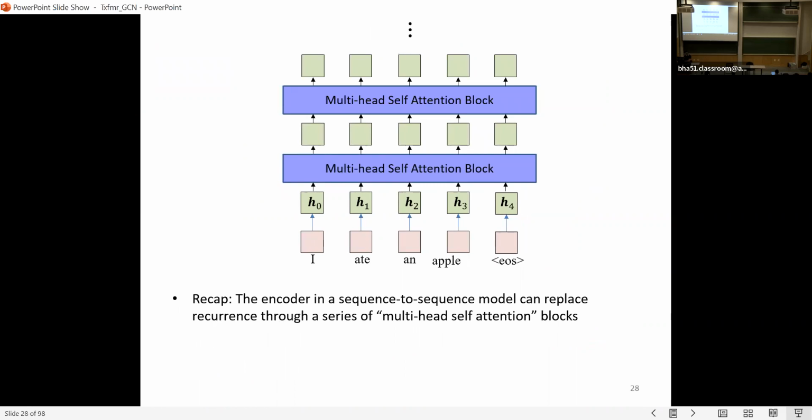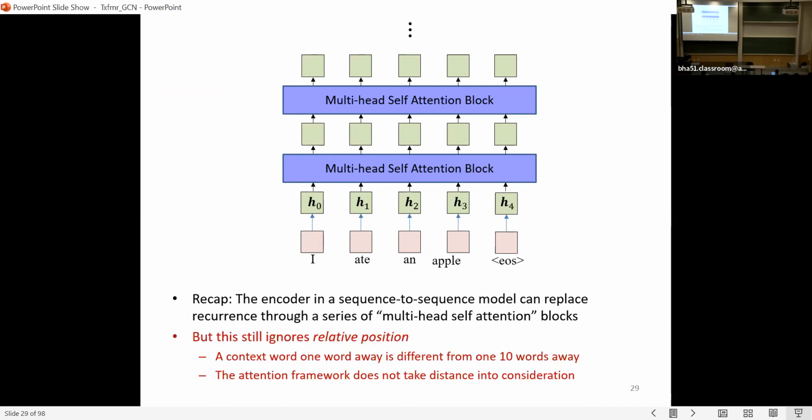And now you have successfully removed recurrence in the encoder with just one caveat, which we are now going back to, which is that you are still ignoring the relative position of the words, which means that at this moment, if you switch two words in the sentence, the encoder is not able to tell the difference. And that is a big problem because in that case, you can't know which word comes first, which is the subject, which is the object, which follows which.